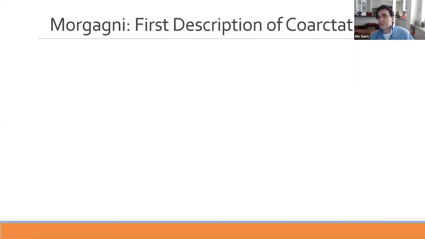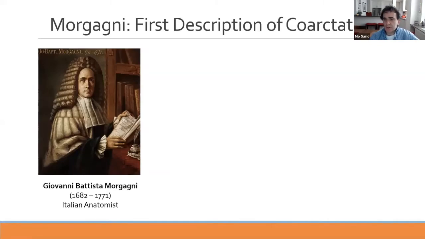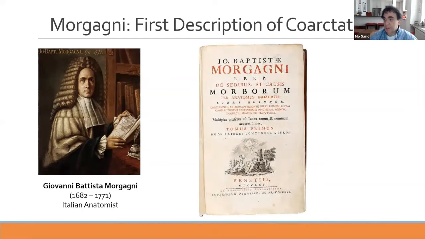The first description of aortic coarctation is credited to the Italian anatomist Giovanni Battista Morgagni, from the late 1600s and early 1700s. This is his original publication on the location and causes of the disorders.